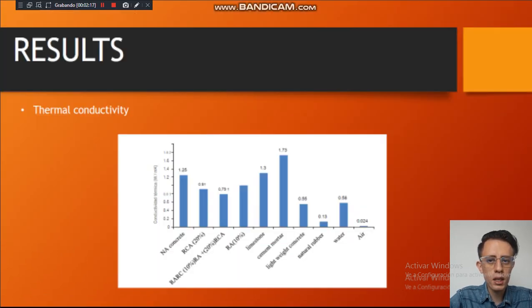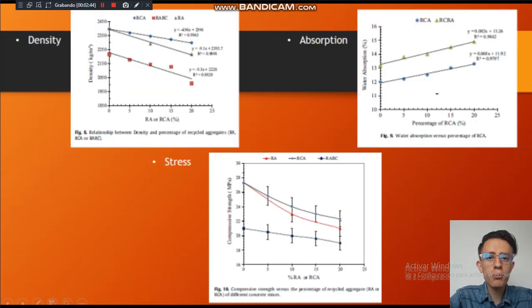As a result, we get a graph of thermal conductivity in which we see how our hybrid has a thermal conductivity lower than that of concrete with natural coarse aggregates, also less than the one with recycled coarse aggregates, given that it contains 10% of tire powder compared to the two others. We have that the mixture of the hybrid exhibits a lower density compared to the conventional mixture.